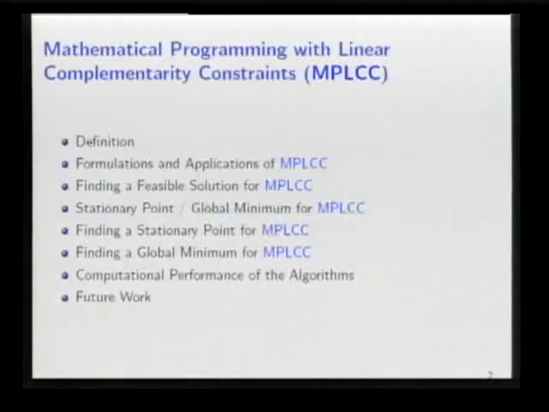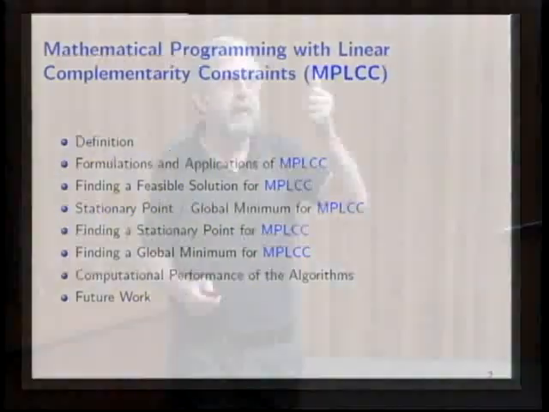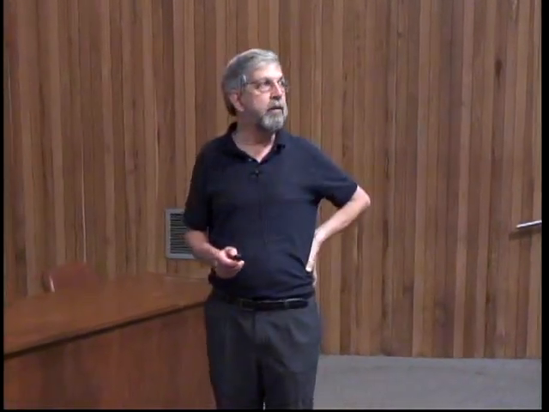Okay, so the outline of my talk will be: I'm just going to present definitions, then formulations and applications, then finding a feasible solution. There are three important issues here. The first one is finding a feasible solution of the problem. The second one is finding some sort of stationary point. Then, from the stationary point, using it in order to find a global minimum.